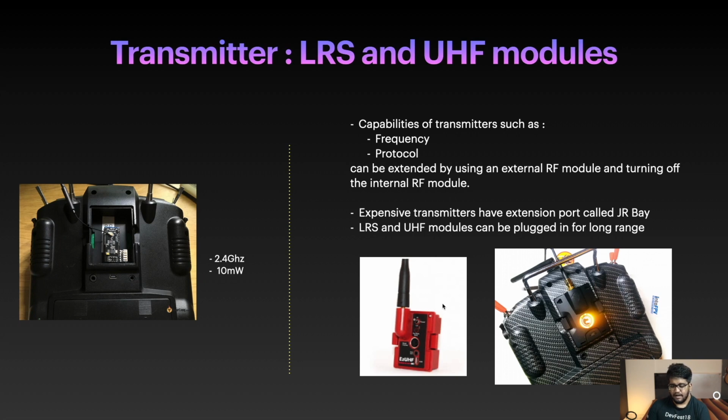So overall, these transmitters run some open source firmware. If I talk about my transmitter, it runs an open source firmware called OpenTX, and you can change the code. You can program your own external modules. You can take advantage of this JR Bay, where you can plug in external modules. So basically what you are doing is you are disabling the internal radio chip, and you are enabling the external radio chip which you have plugged in. And based on that, you can attach these modules to different receivers, different antennas, and you can get different frequencies and protocols. So that is the entire idea of making it modular and extending its capabilities.